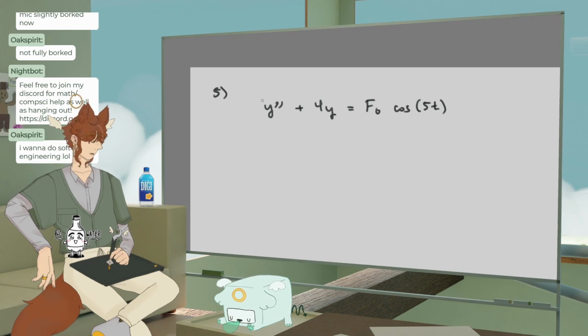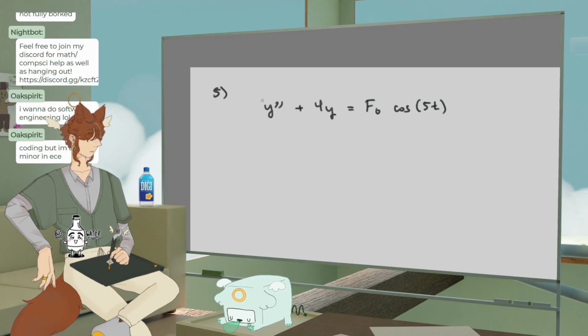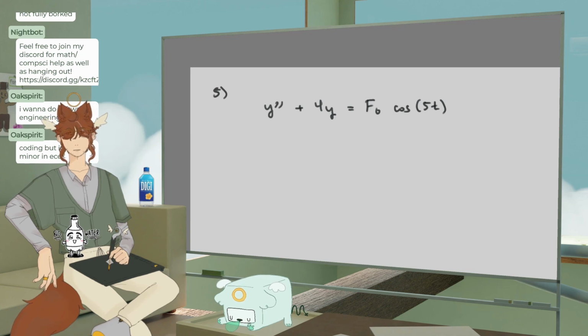Want to do software engineering? Ooh, software engineering is cool. Like microchip stuff or software engineering like coding stuff? It's a lot of math to take for software engineering. But I guess if you do data structures or something. Coding, but I'm doing a minor in ECE. I don't know what that is. Oh, electrical computer engineering. Got it. That makes sense.